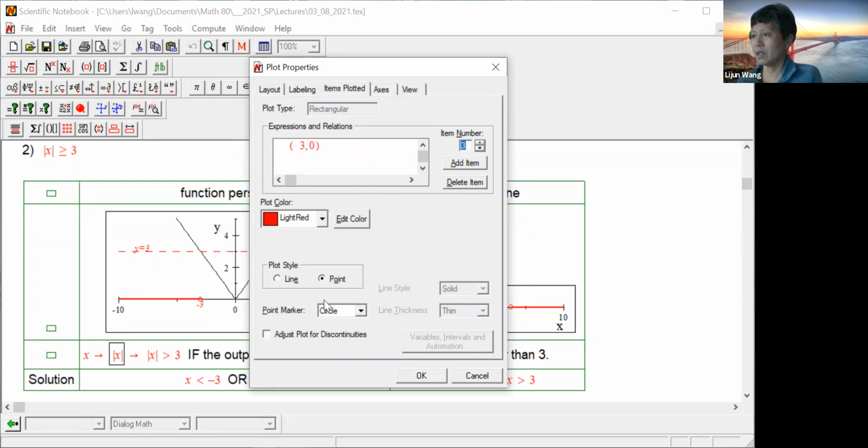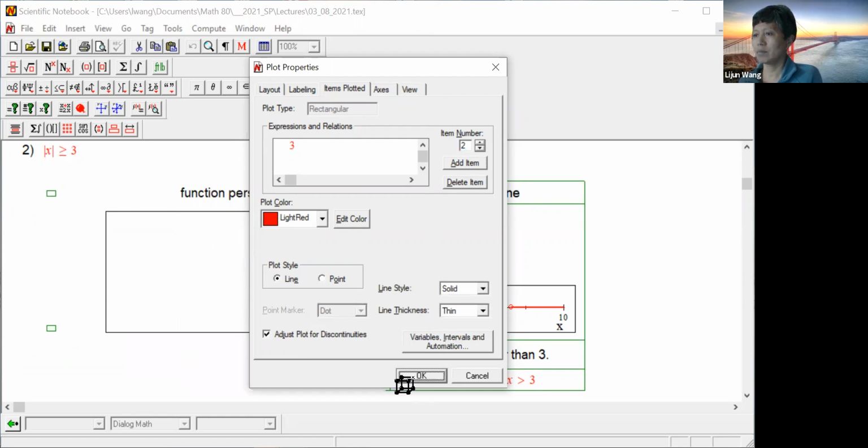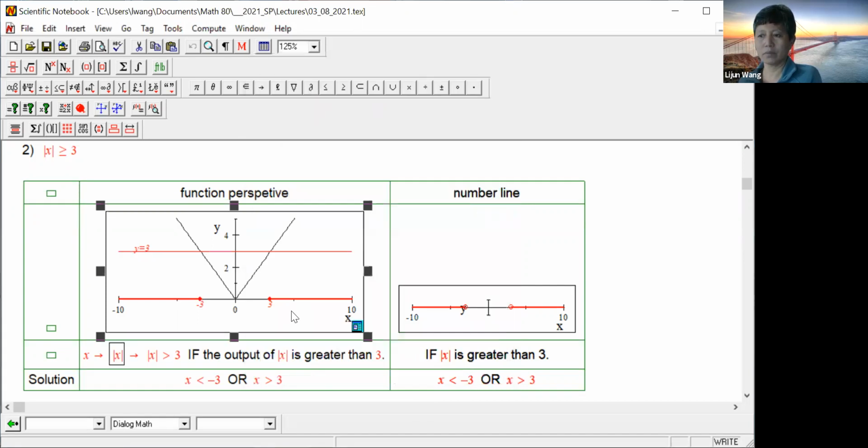Okay. And this is going to be a dot, right? These are going to be a dot. And what else? That's going to be a straight line. It's no longer a broken line. It becomes a dot, right?